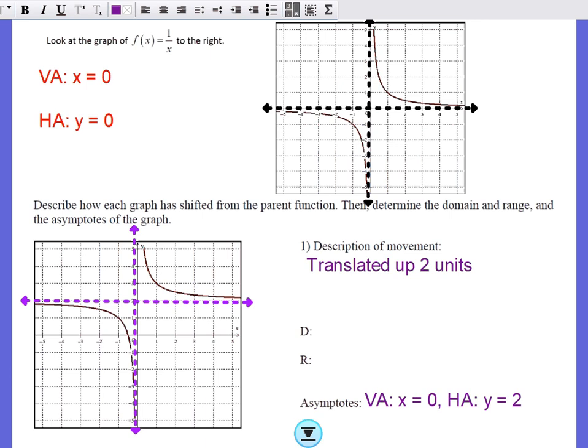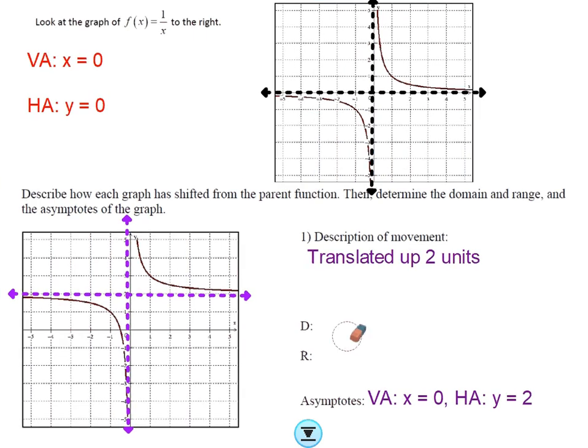And then as we discussed in our previous video, the domain of this graph is based upon our vertical asymptote. So the vertical asymptote here is x equals 0. The domain would be x does not equal 0. And the horizontal asymptote was y equals 2. So the range here would be y does not equal 2.